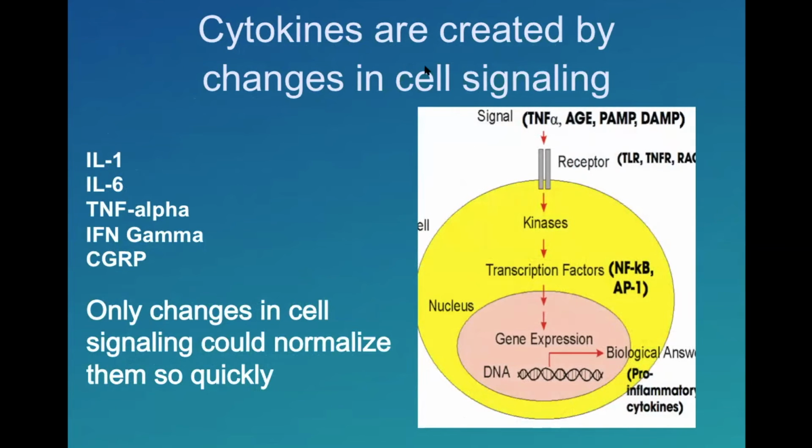All right. So cytokines are created by changes in cell signaling, right? Interleukin 1, interleukin 6, TNF alpha, interferon gamma, CGRP, all of the cytokines that changed in that research are all created by changes in kinase receptor configuration, kinases, transcription factors, genetic expression. That's what increases inflammation. And our hypothesis is that only changes in cell signaling could normalize them so quickly. We simply turn them off by changing the receptors and changing genetic expression.